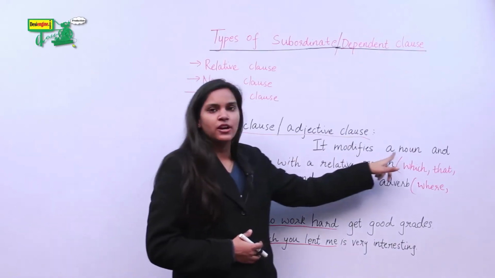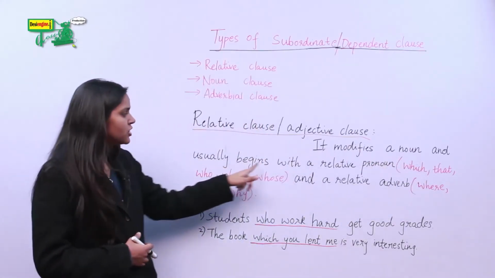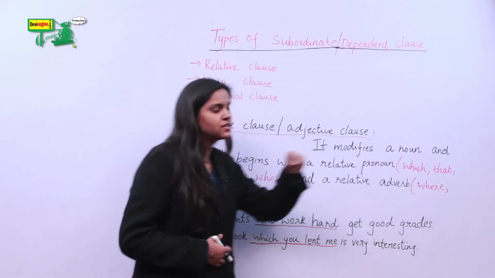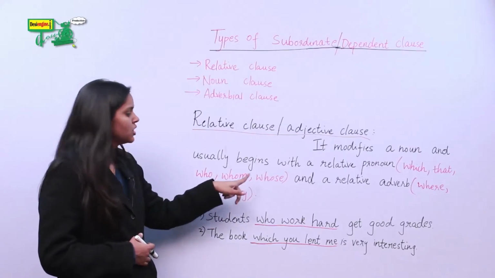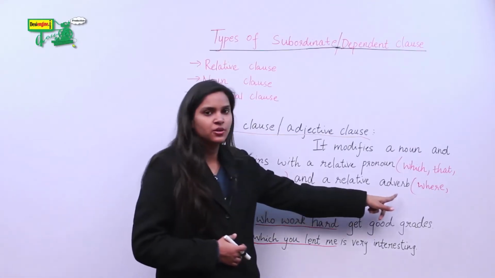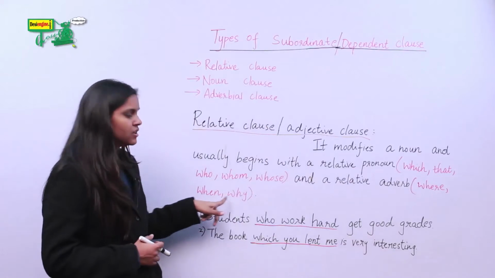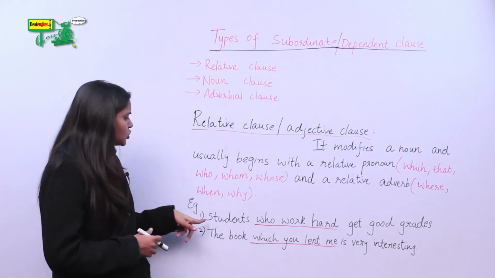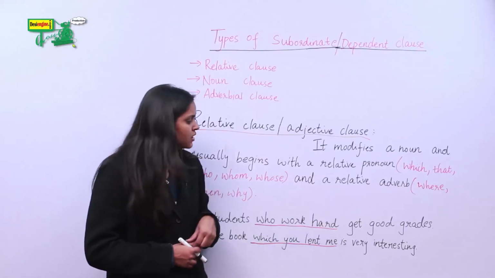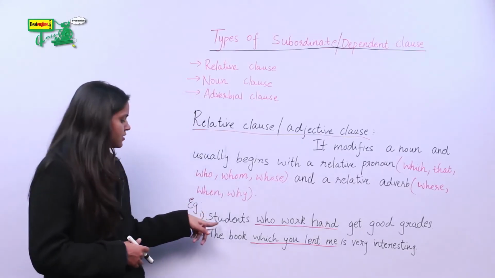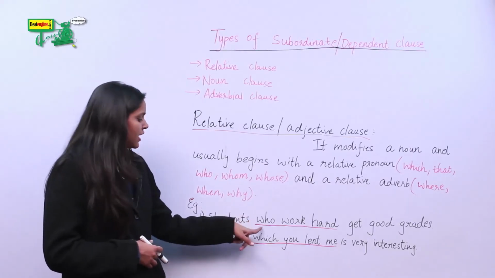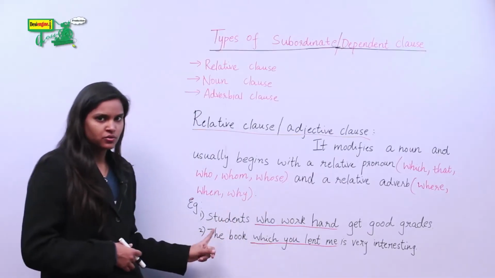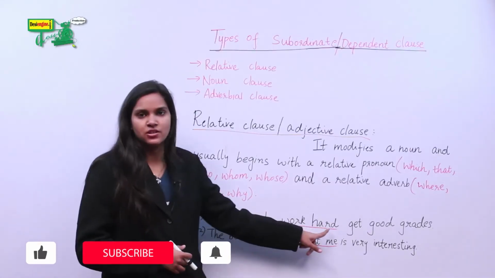So, it modifies a noun and usually begins with a relative pronoun, that is, which, that, who, whom, whose, and a relative adverb, where, when, why. Let's take a look at a few examples. Students who work hard get good grades. Here the noun is students and the underlined portion, who work hard, modifies the noun. So this becomes our adjective clause.